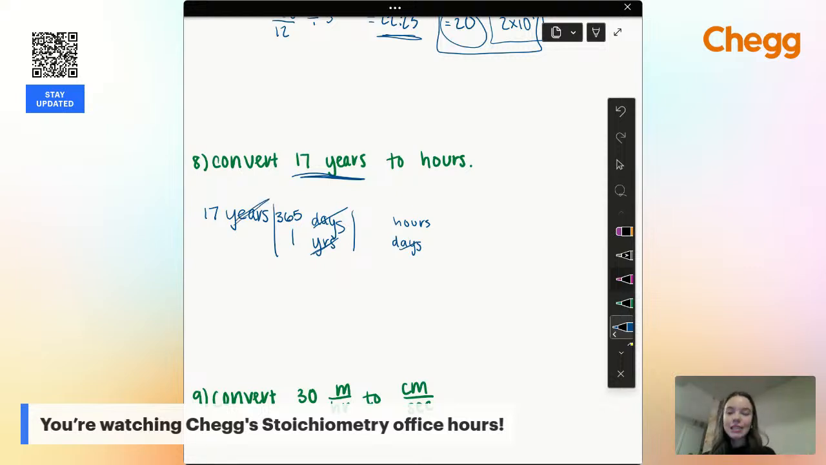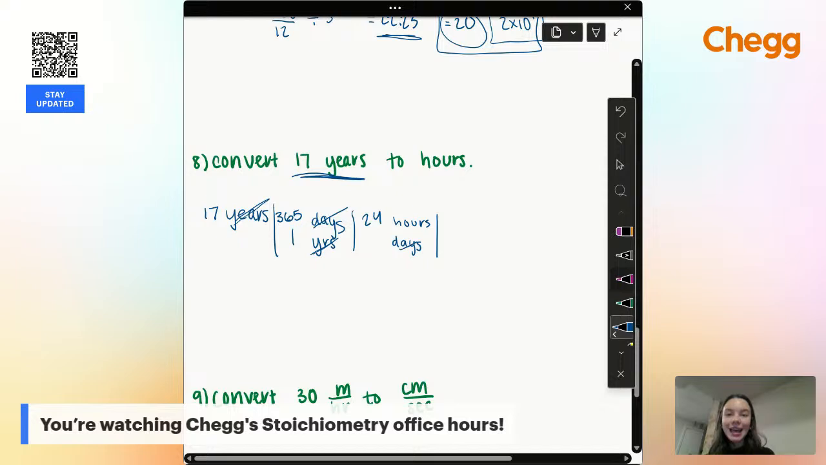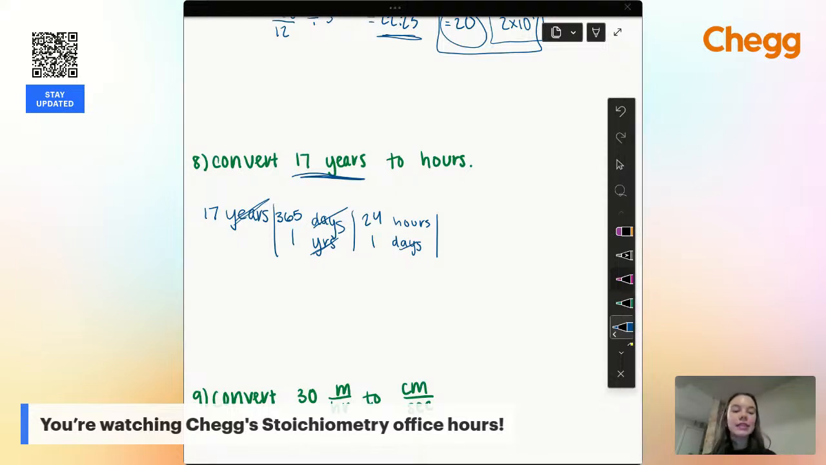Last but not least, we need a conversion from hours to days. Does anyone know that conversion? If you know the conversion from hours to days, please comment that, and we'll check our learning and see if we've learned anything new tonight. All right, 3, 2, 1. There are 24 hours in 1 day. I'm going to give y'all about 30 seconds to put that in your calculator.